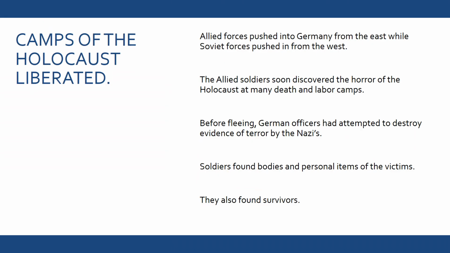As Allied forces pushed into Germany from the west, Soviet forces are going to push in from the east. So Allies coming from the west, Soviets from the east, they're closing in on Germany. And as they do this, the Allied soldiers are going to discover the horrors of the Holocaust in many death and labor camps. Before fleeing these camps, German officers had attempted to destroy evidence of terror by the Nazis. They even, in some cases, forced prisoners to march out of the camp in the cold snow, and many of them died in these horrific marches. Some of them tried to massively execute the rest of the victims. Some of them left them there just to starve.